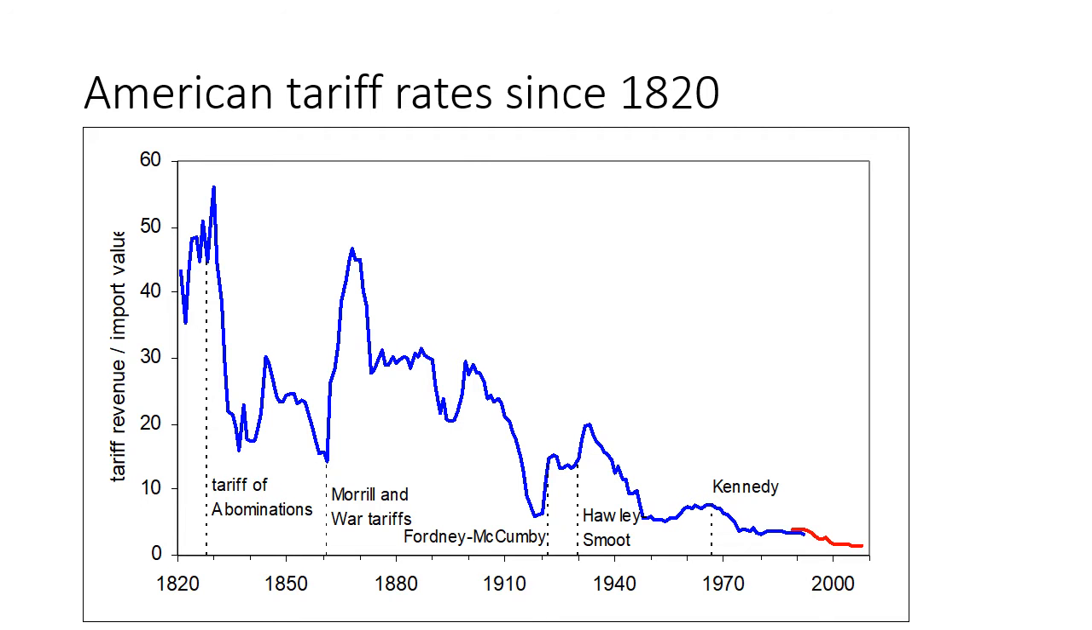So we look at America as a forerunner in the global economy, and as a developed country, we find that the tariff rates have generally decreased from 1820.